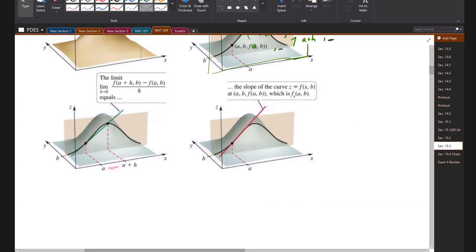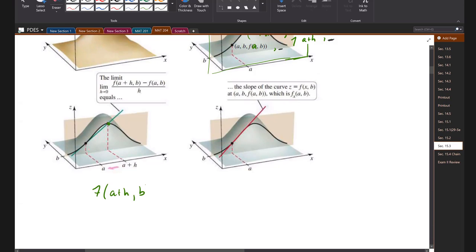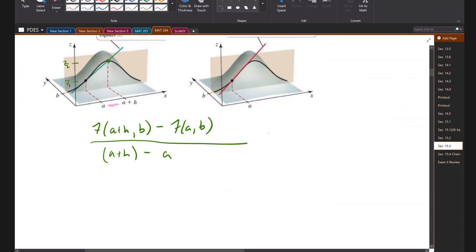So the slope of this line right here is simply f of a plus h comma b minus f of a comma b. So that's this z value minus this z value, right? We're doing a z2 minus z1 all over, and then because we're restricting ourselves just to this plane here, we can think of that from the x value a plus h minus a. Okay? That's the slope of the secant line.